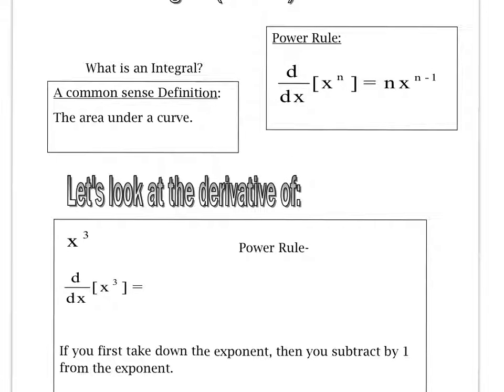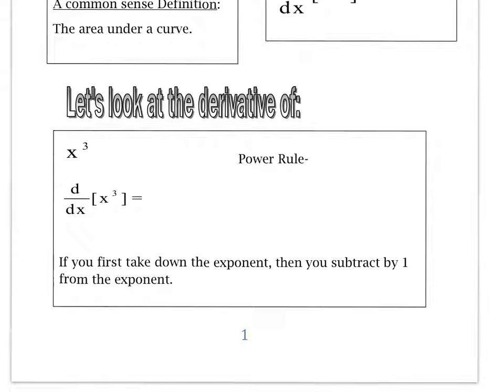Remember the power rule. If you start with this expression, you just subtract one from the exponent and multiply by the previous exponent. So as I look at this one down here, we could easily see the derivative of x cubed would be 3x squared. Pretty basic. Let's go to the next page though.